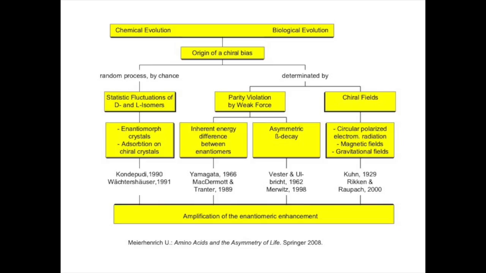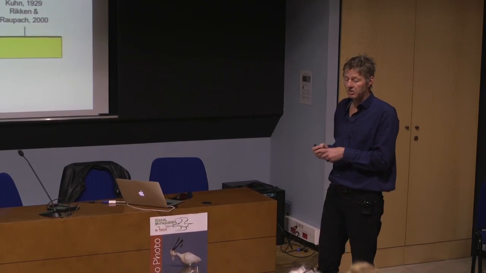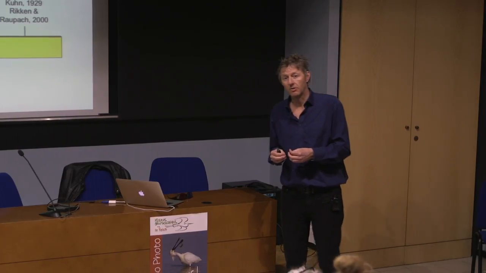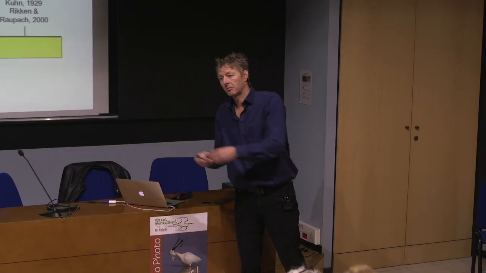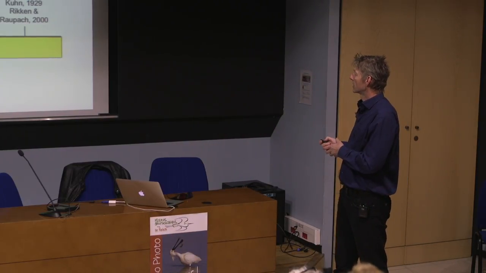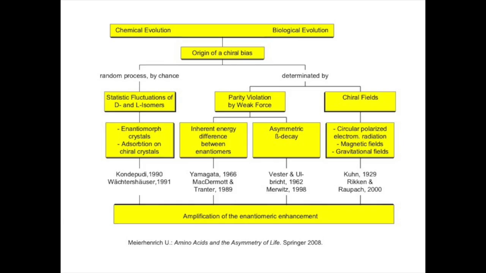We work on these chiral fields. So today I would like to present you these chiral fields. We work with what is called light. We use circularly polarized electromagnetic radiation to transfer the chirality of the light towards organic molecules. I will have lots of examples for this later on. Doing so, we can generate a small enantiomeric excess of some percent, and we require amplification mechanisms of this small enantiomeric excess to obtain enantiomeric enhancement.